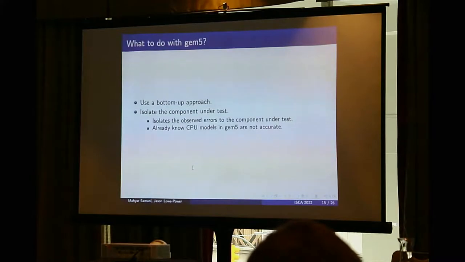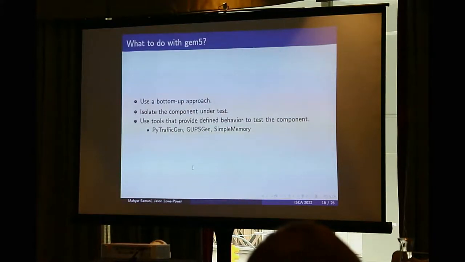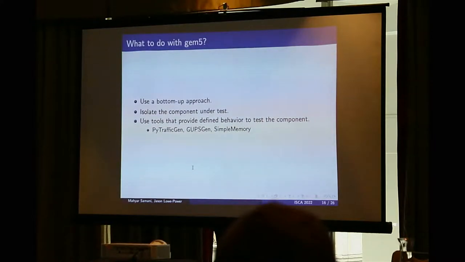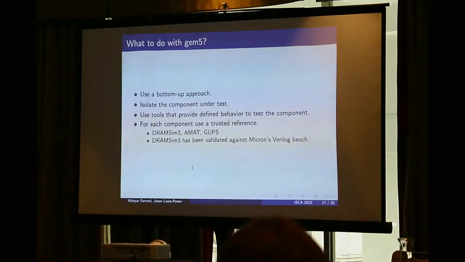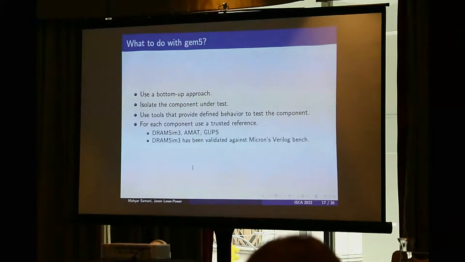And also, when it comes to gem5, in order for us to test the memory subsystem, we have to drive that memory subsystem with something. And we know that the CPU models in gem5 are not accurate. So fortunately for us, gem5 provides us with tools that provide defined behavior, namely PyTrafficGen that both Ayaz and Mariam talked about, GUPSGen, which as a part of this project I implemented and has been merged to the gem5 codebase, and SimpleMemory that gives you deterministic latency and bandwidth measurements. And lastly, for each component, we need to come up with a trusted reference. The trusted reference could be anything from a simulator, a mathematical equation, or a benchmark. Specifically for this project, we used DRAMSim3 as a trusted reference because it's a cycle-accurate simulator, and it has been validated against Micron's Verilog bench.